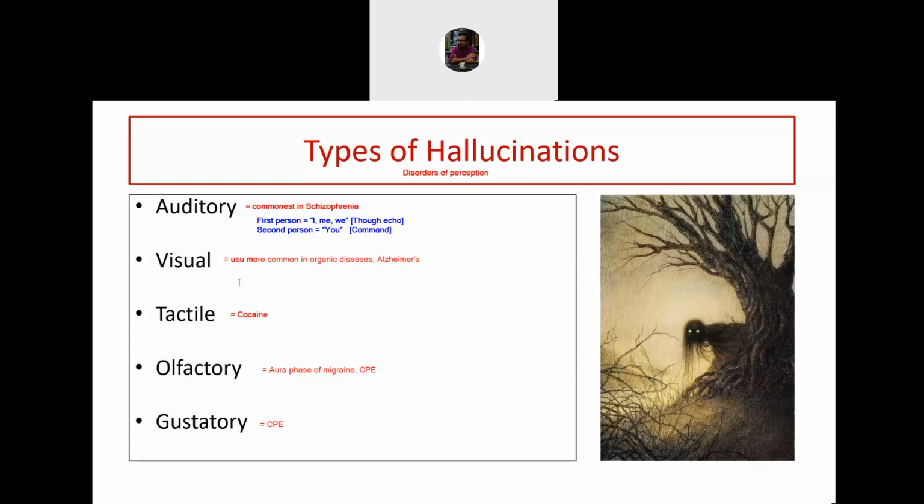Another type of hallucination, which is typically characteristic of schizophrenia, is third person hallucination. In third person hallucination, the patient feels that the voices are speaking about him or something else, but not directly to him. They are speaking amongst themselves. So they are referring to the person as he, she, they, or it. Sometimes the voice can just keep on describing what the other person is doing. And that kind of a third person hallucination is called running commentary hallucination.